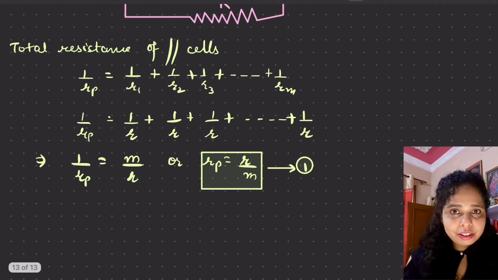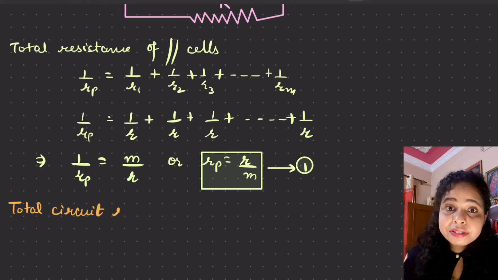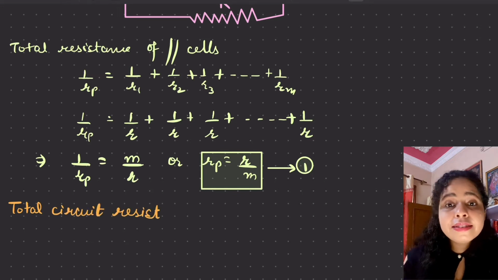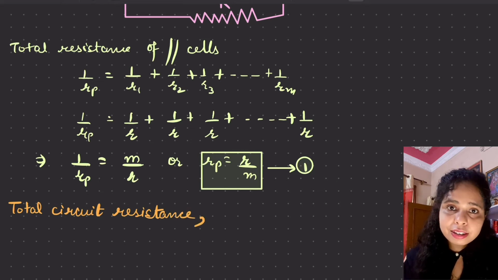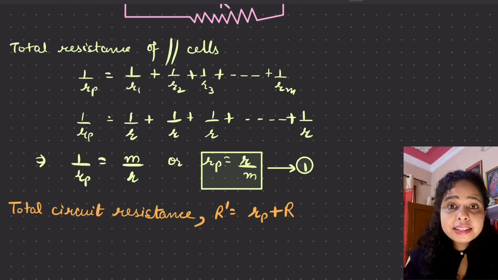Let us use this equation right now. We have to calculate the total resistance of this circuit when the cells are connected in parallel and external resistance capital R is connected in series with this combination. Therefore, the total resistance of the circuit is equal to the resistance offered by the parallel combination of the cells plus the external resistance. That is, the total circuit resistance is equal to r upon m plus capital R.